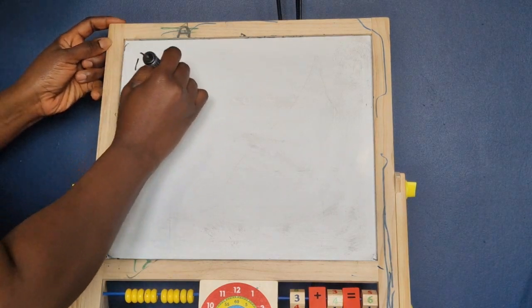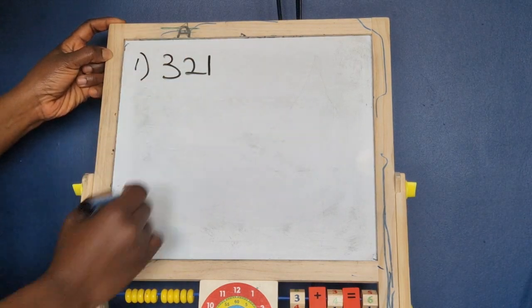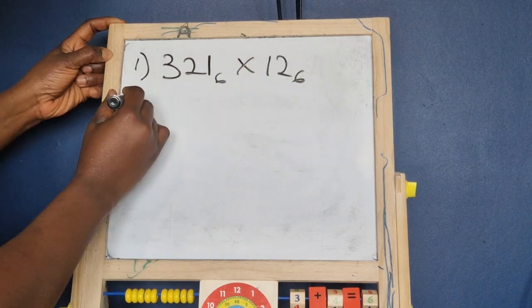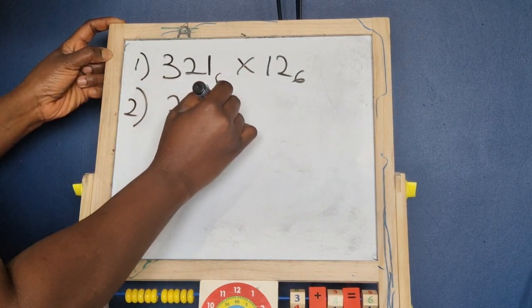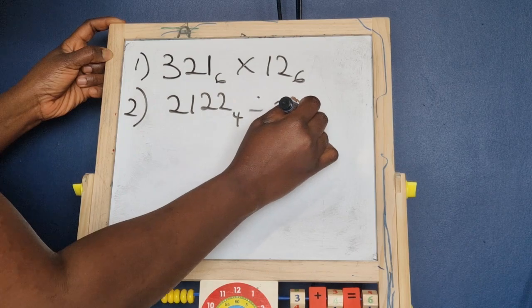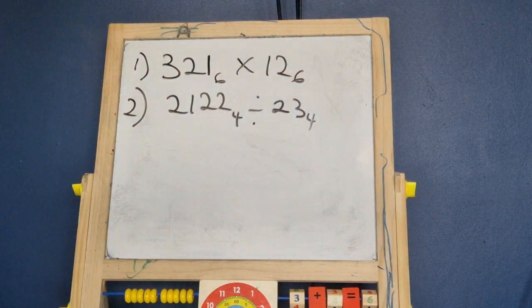So now you solve these ones. 321 base 6 times 12 base 6. And then 2122 base 4 divided by 23 base 4. Solve these two and leave your answers in the comments.